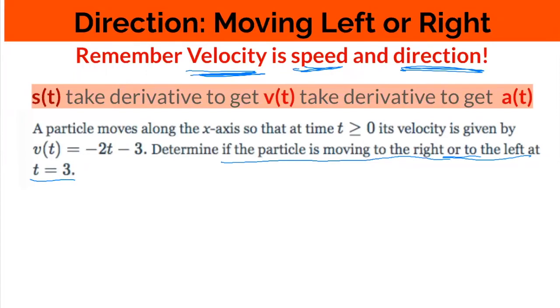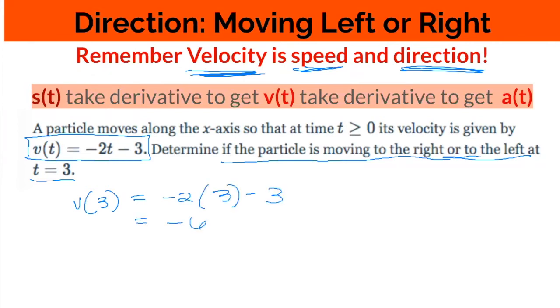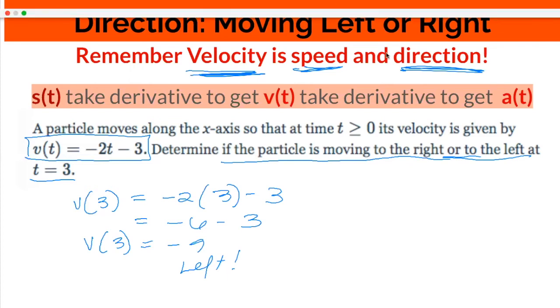Well, we were already given the velocity function, so let's substitute it in. That's going to be negative 2 times 3 minus 3. This can give us negative 6 minus 3, which is negative 9. So that is telling us we are moving left because it is negative. If it was moving up or down, it would be moving down. So let's try the next one.